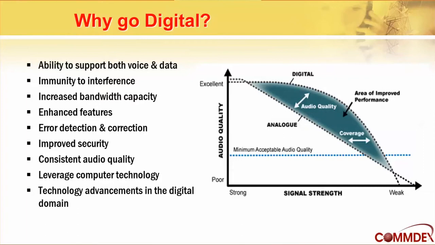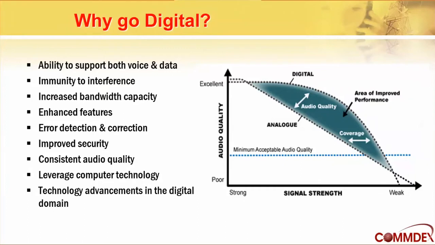So if you look at this slide over here, this is a graph of audio quality versus signal strength. Now generally, intuitively, you would think, well, the higher the signal strength, the better the audio quality. And that was certainly true in the analog world. As you get further away from the transmitter, your signal got weaker and your audio quality went down until you reached a point where it just wasn't any good anymore. It was too weak.